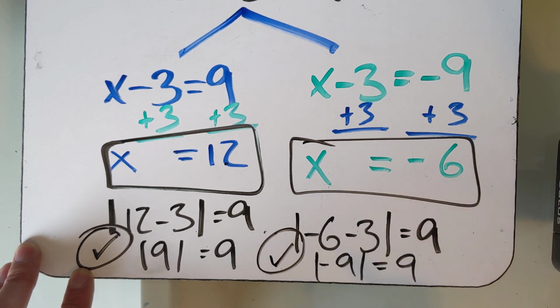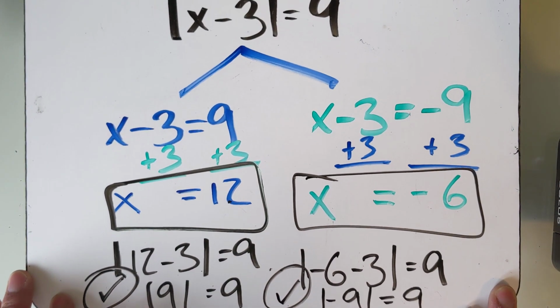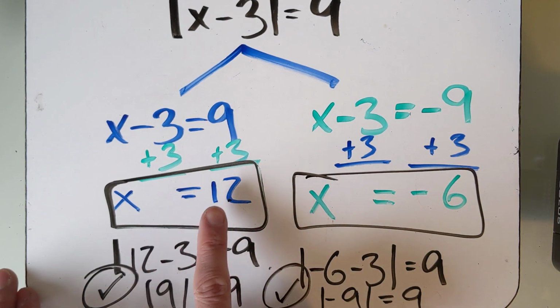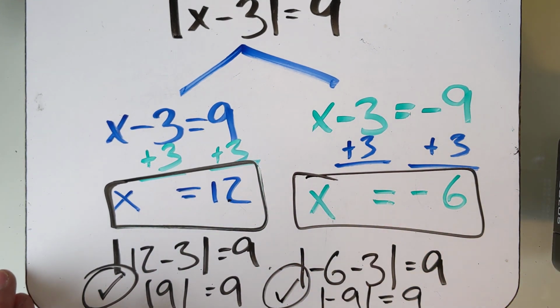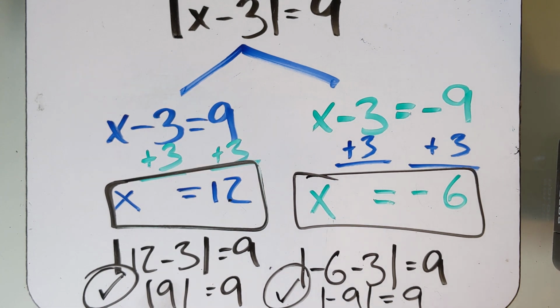So that means this is true. So we have two possible answers, or two correct answers. We have x is equal to 12 or x is equal to negative 6. Now, I know that was a lot, especially for the first question.